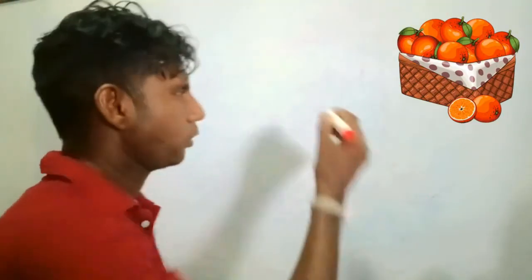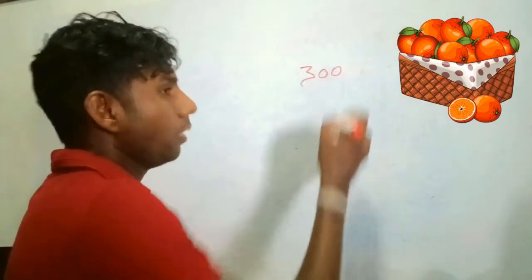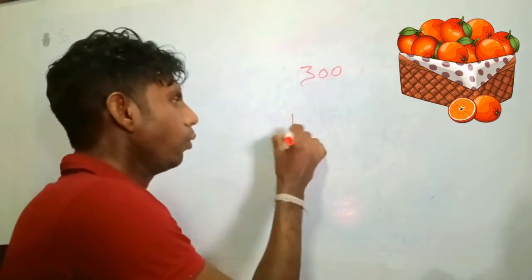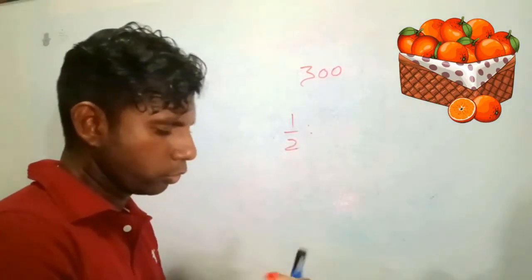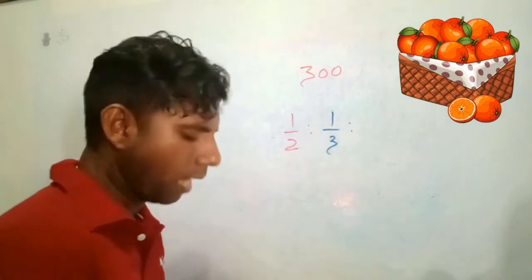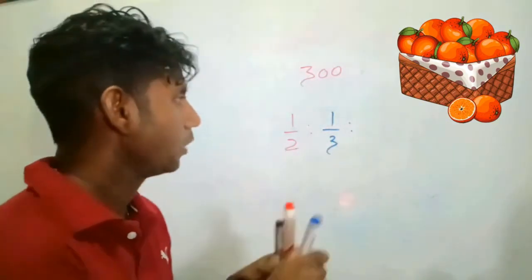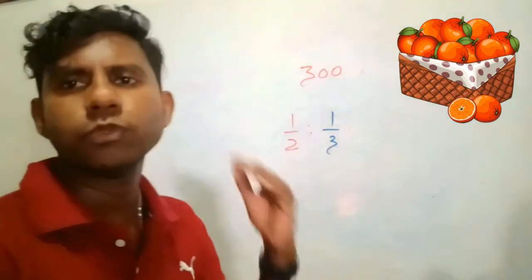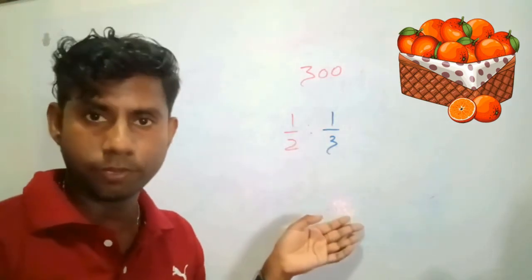Right, students, now the third one. Here again we have the same 300 oranges. Now we have the ratio half is to 3, so this ratio, right? Half is to 1 or 3 ratio. This is the ratio we were given.